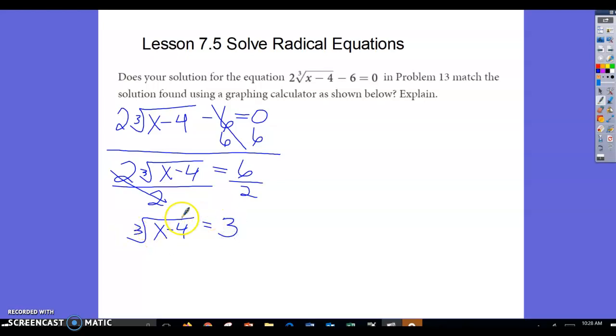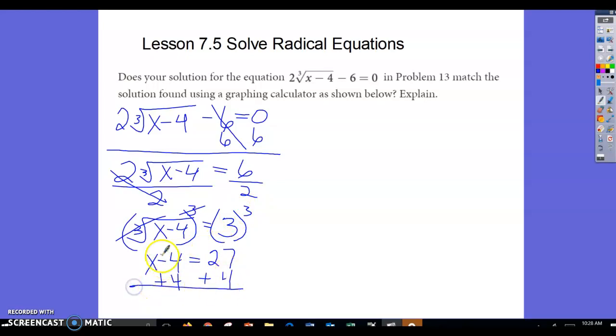And then we have to get rid of the cube root. So to get rid of the cube root, we have to cube both sides. The cube root cancels the cube power and leaves x minus 4. 3 to the third power is 27. Add 4. X equals 31. All right, now let's see what the graphing calculator shows.